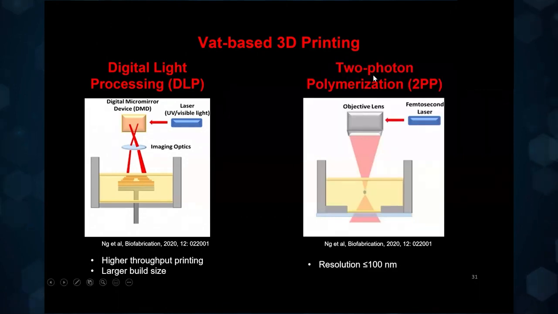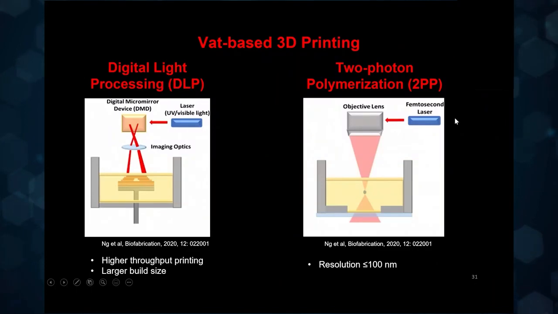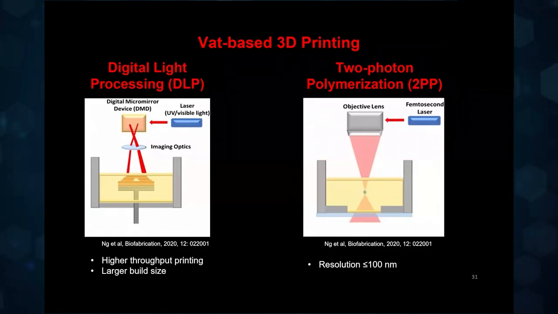There's also something called two-photon polymerization printing. Here you're using a femtosecond laser. The idea is that when two photons come together, and this is typically in a very small volume, the photopolymerization will happen. Because it's a non-linear event, this is restricted to a very small volume, and therefore you can get resolutions down to about 100 nanometers, which would be very difficult to achieve with any other kind of 3D printing technology that's currently available.